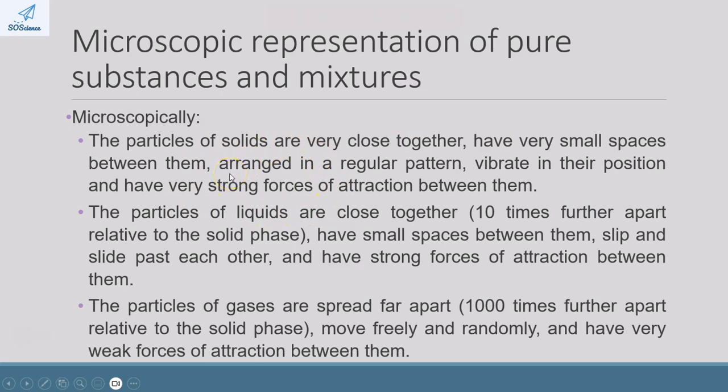The particles of liquids are close together still, only 10 times further apart relative to the particles that make up a solid. They have small spaces between them. We say that the particles of liquids slip and slide past each other, and they have strong forces of attraction between them. Now, the particles of gases are spread very far apart, about 1,000 times further apart relative to the solid phase. They move freely and randomly, and they have very weak forces of attraction between them.